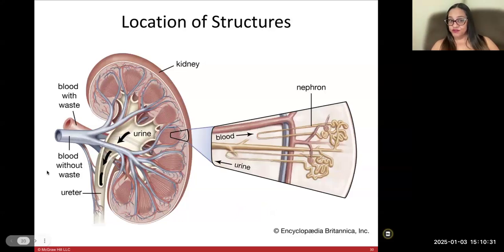So like you said, the location of structures, part of the nephron is in the cortex, the glomerulus, and both the DCT and the PCT are found in the cortex. And then the loop of Henle and the collecting duct, they dip into the medulla, into that middle portion of the renal pyramid.